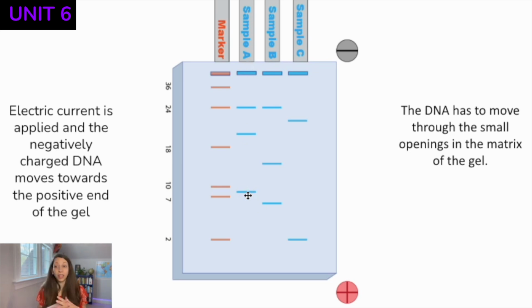So when the electric current is applied, the negatively charged DNA is going to move towards the positive end of the gel. But in each sample, each of these fragments are going to be different lengths, so we'll see different bands for the separation of the DNA molecule.